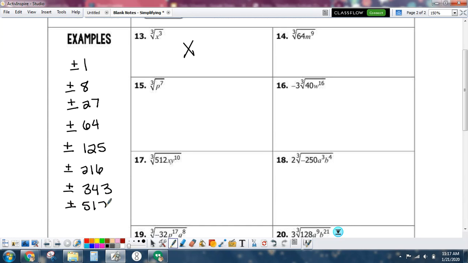So just copy this down so you have this on your paper. All right, so you have that to reference as we're working.